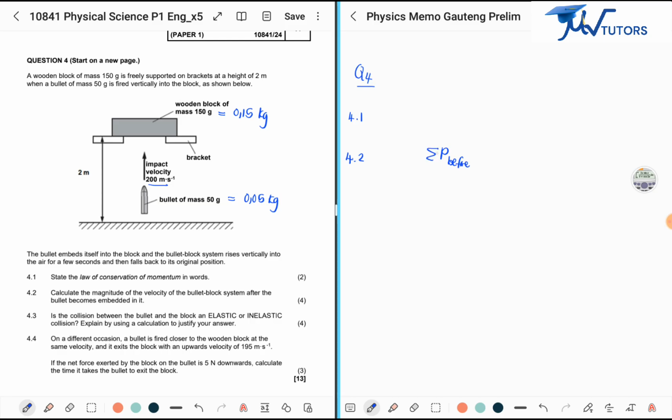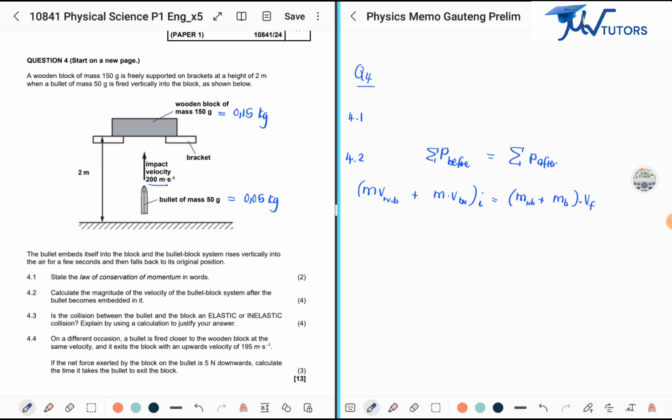Okay, the sum of the momentum before is equal to the sum of the momentum afterwards. So before we had the wooden block, the mass times the velocity, that's the momentum of the wooden block, I'm just going to say WB, plus the mass times the velocity of the bullet, I'm just going to say BU. And that, initially, is equal to the mass of the wooden block plus the mass of the bullet, because they're both together now. And then we have that final velocity.